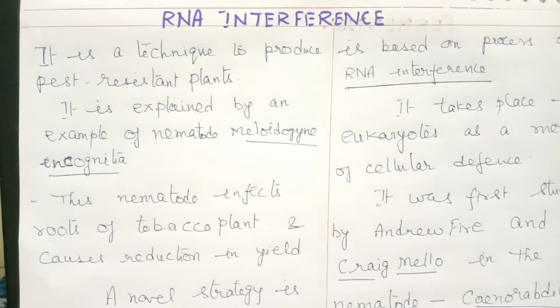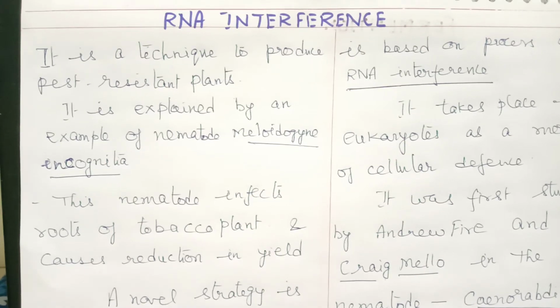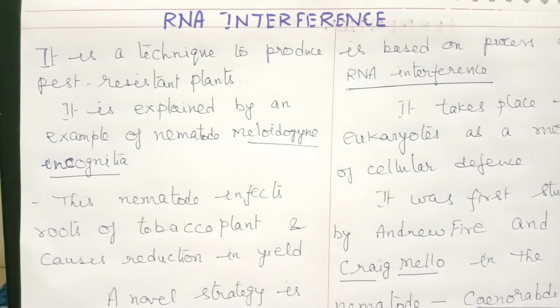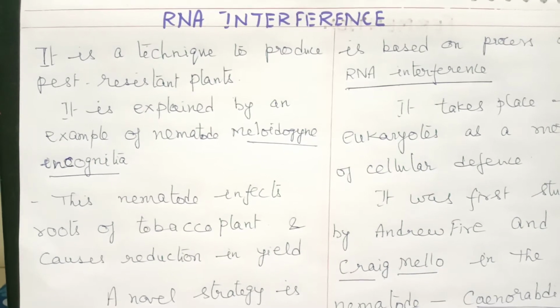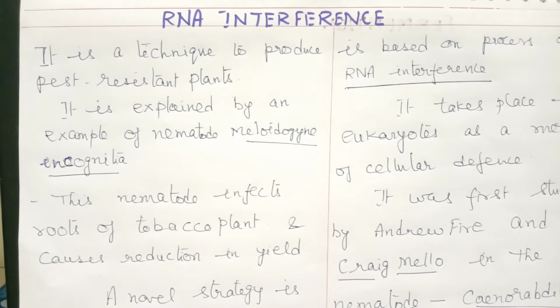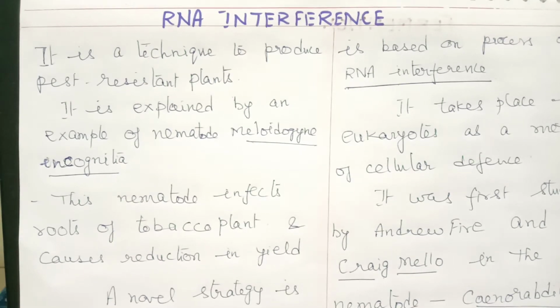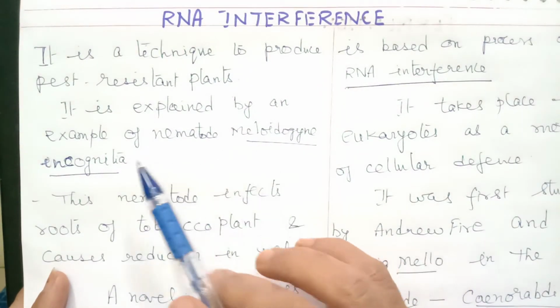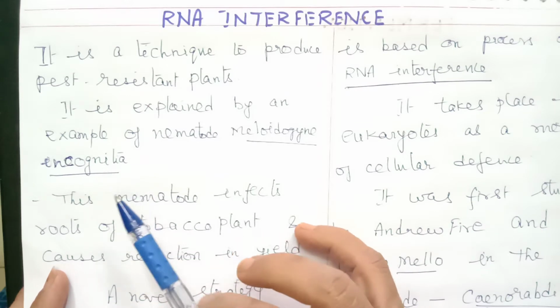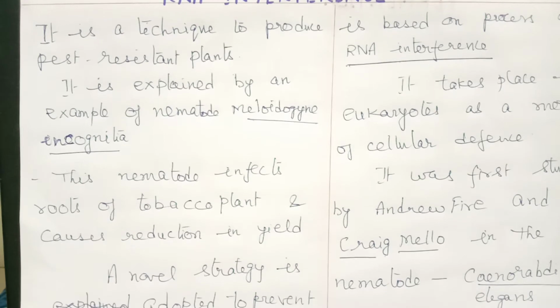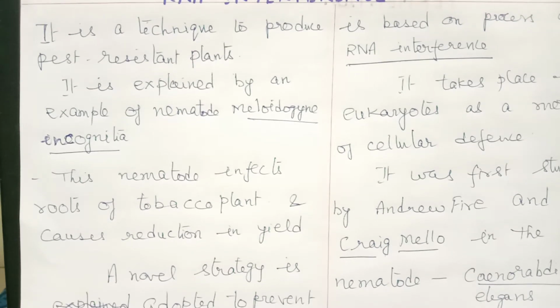Today's topic, I'll be discussing the RNA interference technique. This technique is applied in biotechnology to produce pest resistant plants, and it is explained by taking the example of a nematode called Meloidogyne incognita. In this nematode, the technique of RNA interference is explained. This nematode infects the roots of the tobacco plant and reduces its yield.